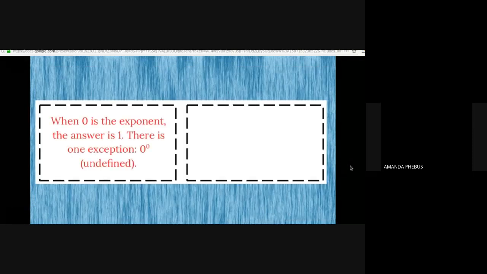All right, so when 0 is the exponent, the answer is 1. There is one exception to that, 0 to the 0 power, because 0 to usually any power is 0. So there's an issue when you try to give one problem two different answers. So we say that it's undefined. So 0 to the 0 power doesn't work, but anything else to the 0 power is 1.